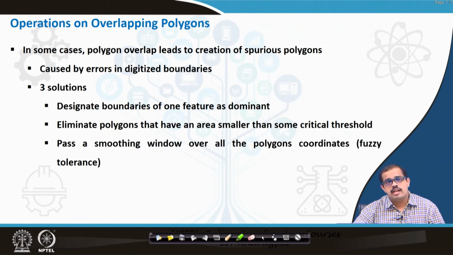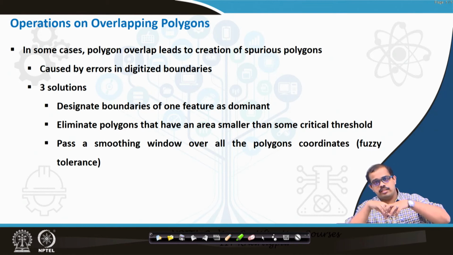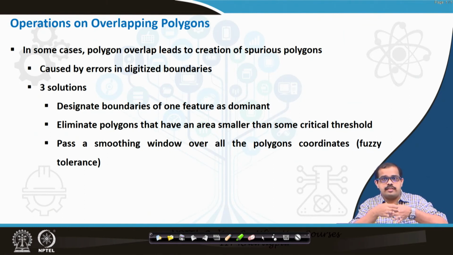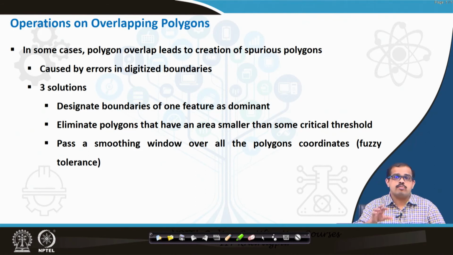The first solution is to designate the boundaries of one feature as a dominant boundary. Which means to say, if there are two polygons, this is one polygon and this is another polygon sitting like this, and if I designate this polygon as the major boundary, then the other should sit something like this. That is one of the solutions. Otherwise, eliminate polygons that have an area smaller than a critical threshold. Delete that area at once. So you can find out what the threshold area is.